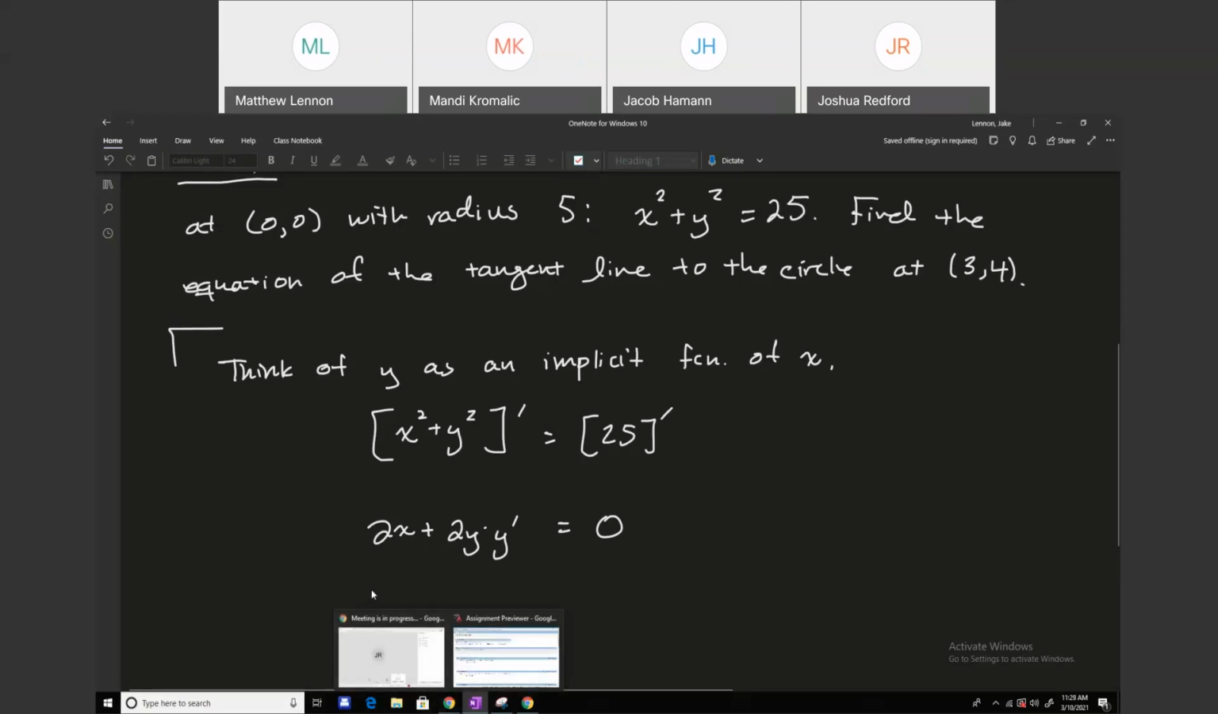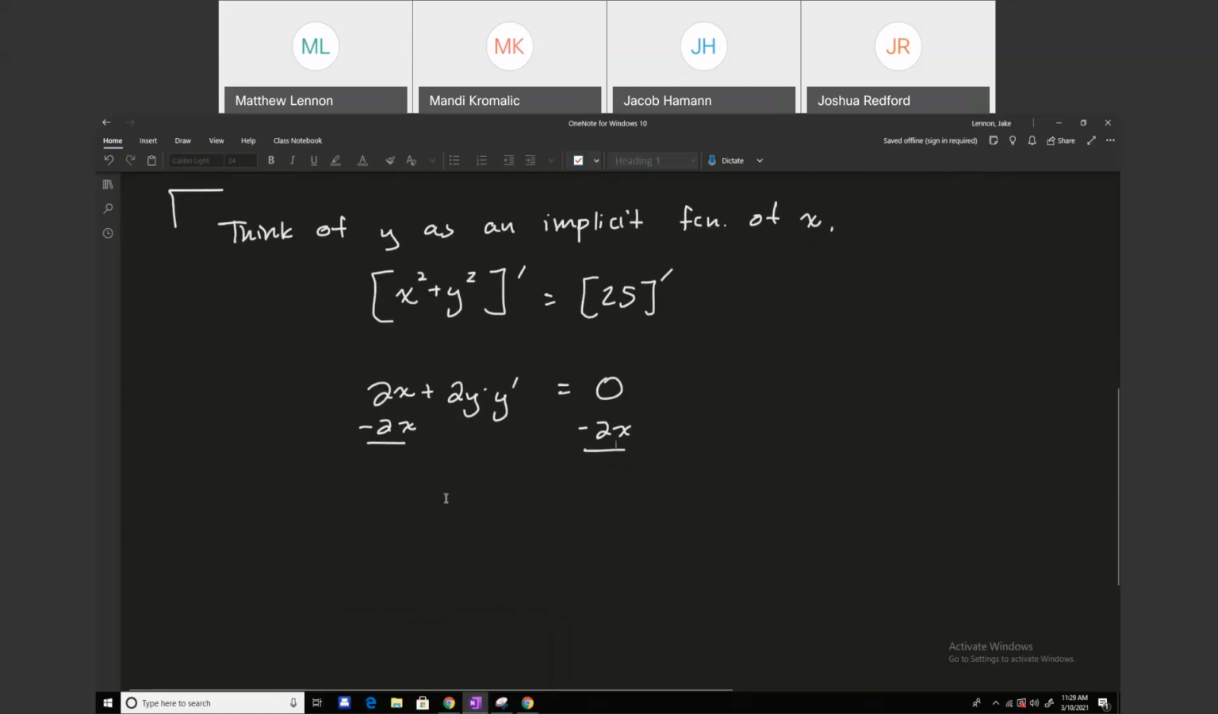So then we can solve for y prime. We start by subtracting 2x from both sides. So we have 2y times y prime equals minus 2x, and then divide on both sides by 2y to get y prime by itself. The 2's cancel, and this is equal to minus x over y. So this is essentially our derivative function for that circle.